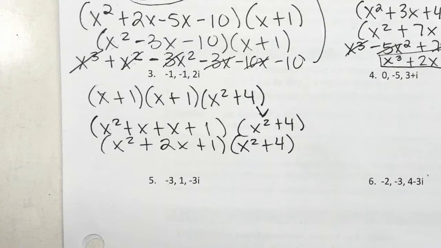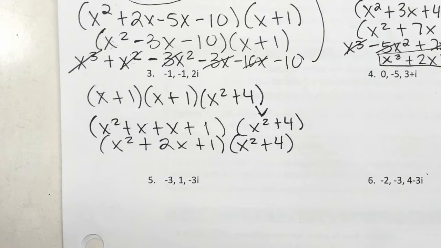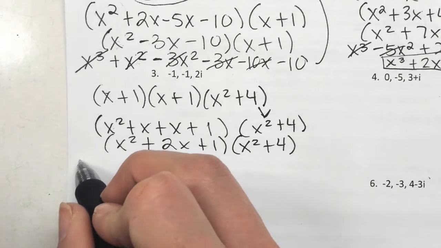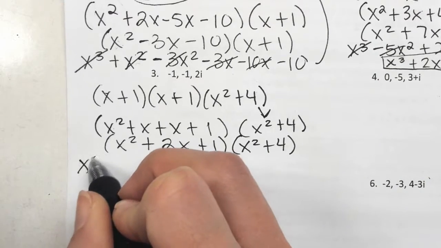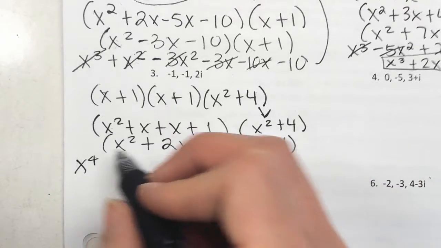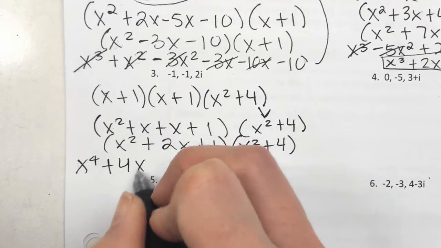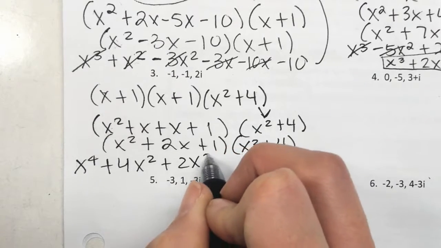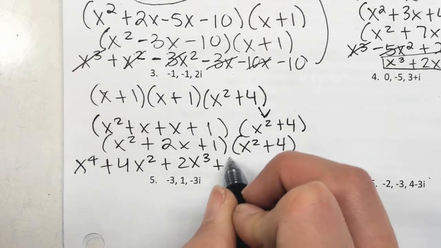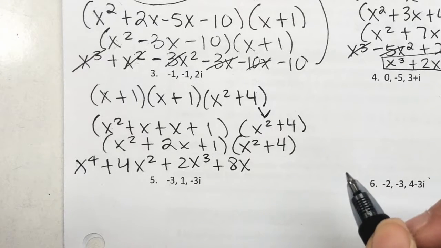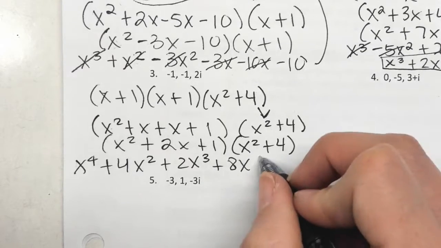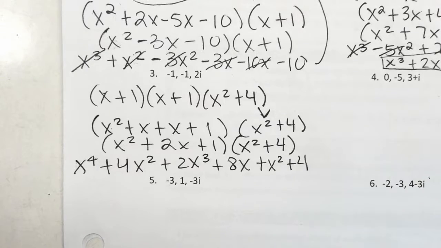Now we just need to multiply. So, tell me what I'll get, Abigail, if I distribute x squared to both of these terms. Very good. Perfect. Alright, Evelyn, what am I going to get if I do 2x times both of these? 2x. And? Very good. Stacy, what am I going to get if I distribute a 1 to both of these? X squared plus 1. Perfect.